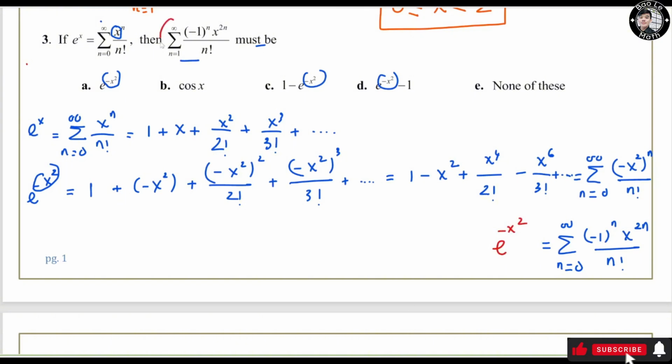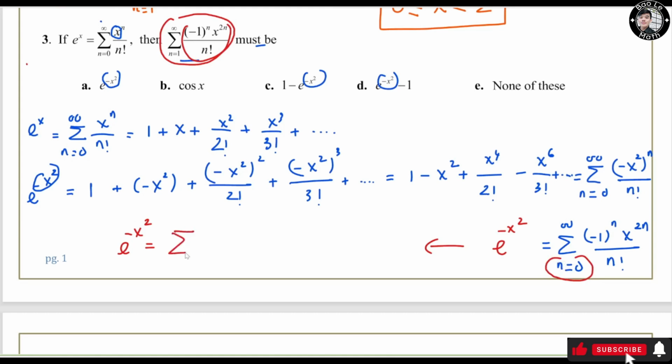Now look at this one right here. The question asks you for the summation of this one when n starts from 1. This one starts from 0, right? Look at this right here. It's going to be the same thing already, right? So if I start this one from 1, does that mean I have e to the negative s squared equals, so I need to change this one to 1, right?